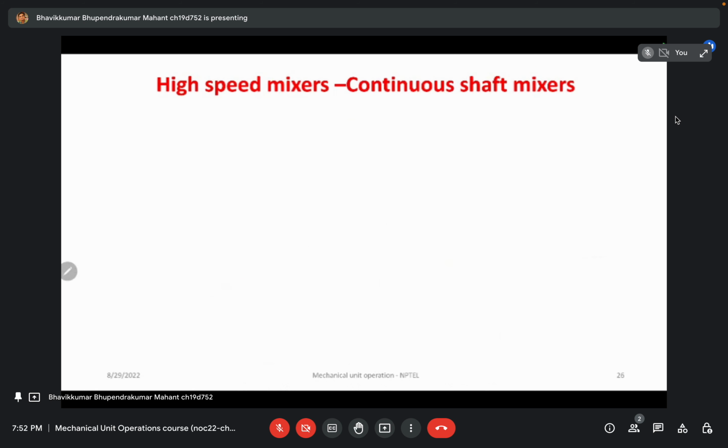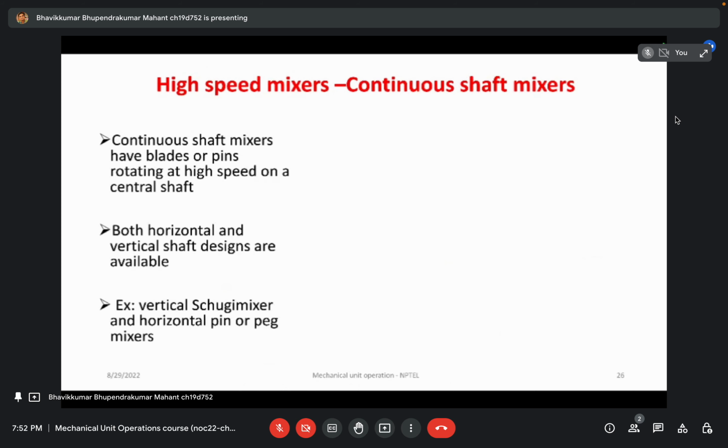Now this is all about the low speed mixer. If you go for a high speed mixer, it is also known as a continuous shaft mixer. The continuous shaft mixer also has blades or pins rotating at a very high speed. Both horizontal and vertical shaft designs are available. A very well known example is the Schugi mixer and horizontal pin or peg mixers.